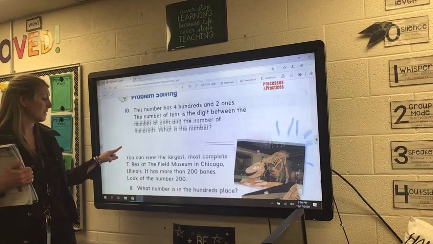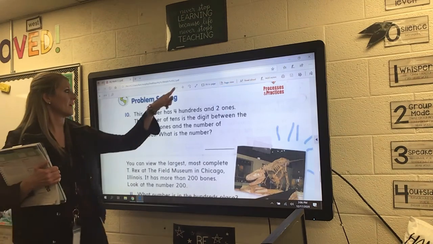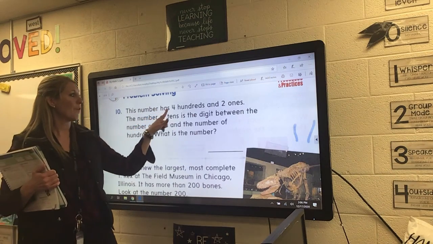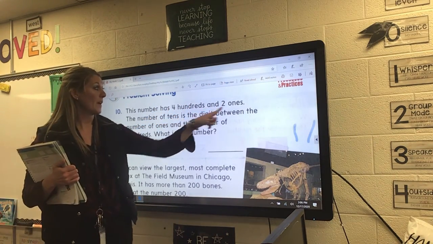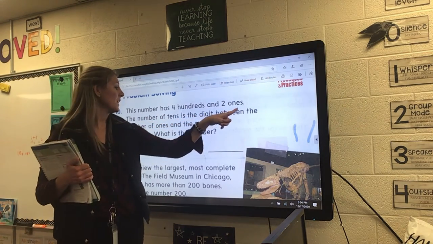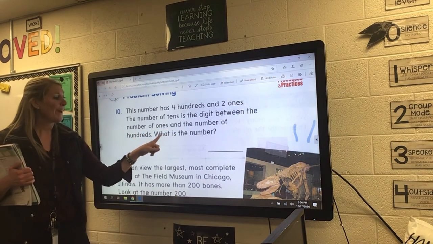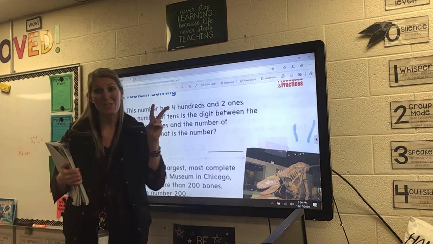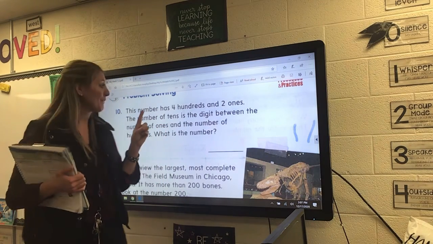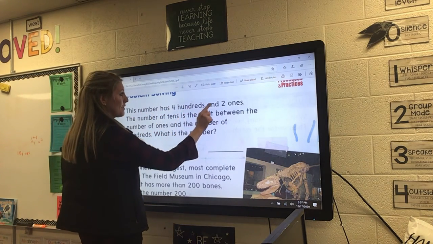So at the top here, seeing if I can make this both fit, but I don't think I can. At the top here, it says a number 10. This number has 4 hundreds and 2 ones. The number of tens is the digit between the number of ones and the number of hundreds. What is the number? So this is a 2-step problem. So this is our problem solving. We got to figure out the 2 steps here. The first step is, it says, this number has 4 hundreds and 2 ones.